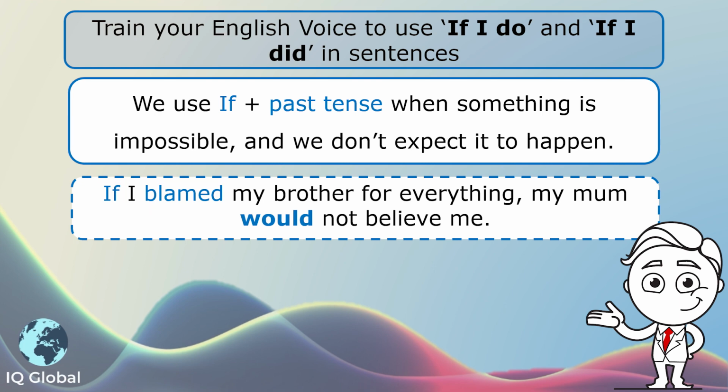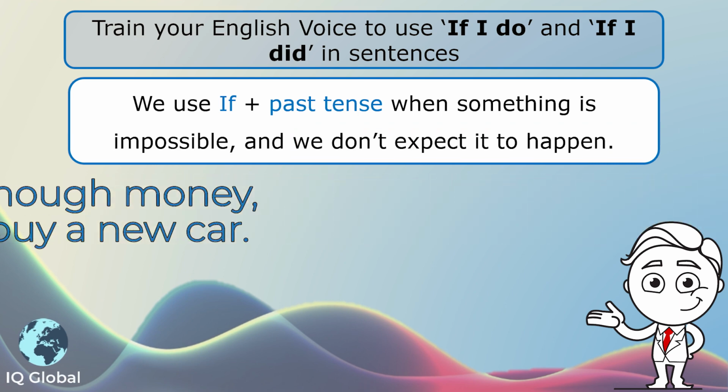If I blamed my brother for everything, my mum would not believe me. So this is something that is impossible. We don't expect it to happen. Let's have a look at another example.